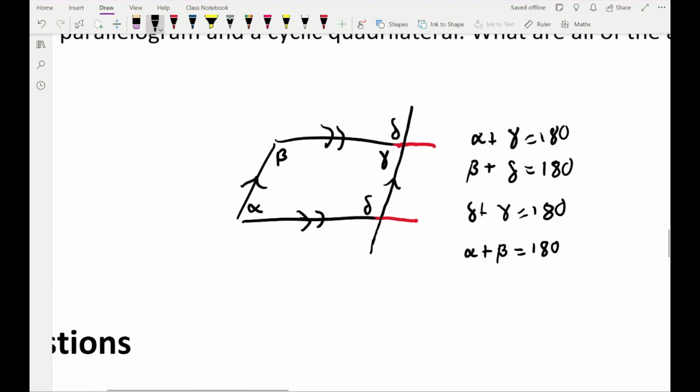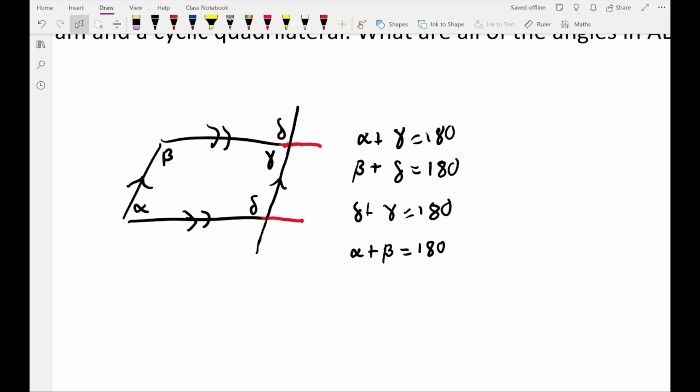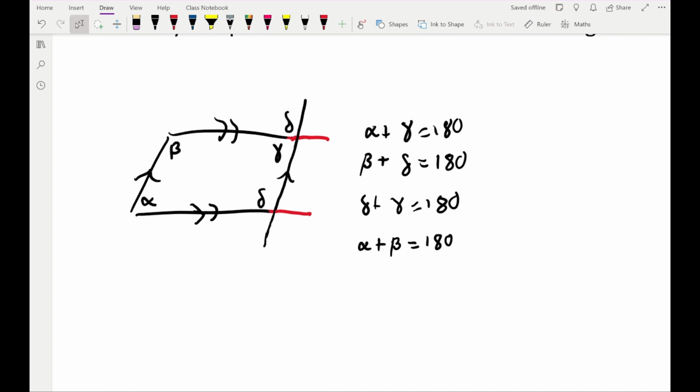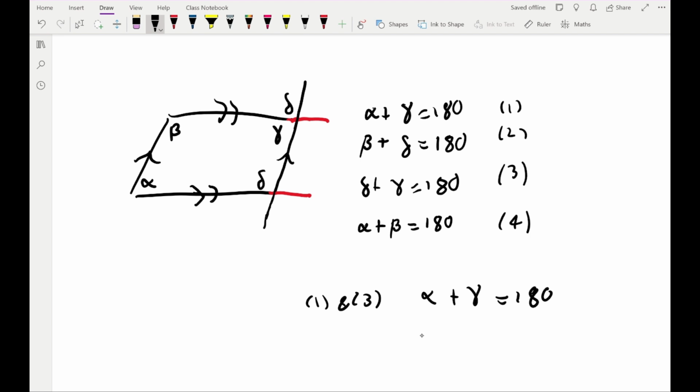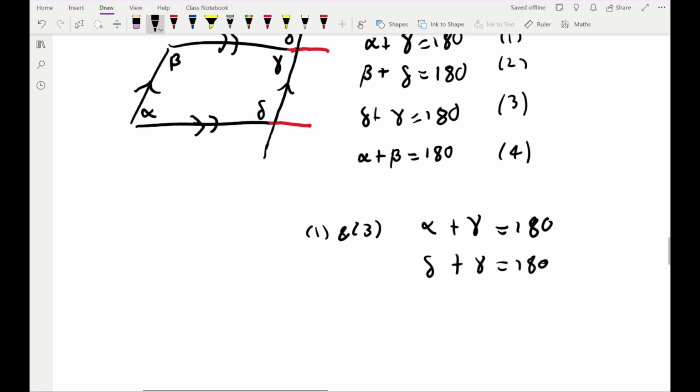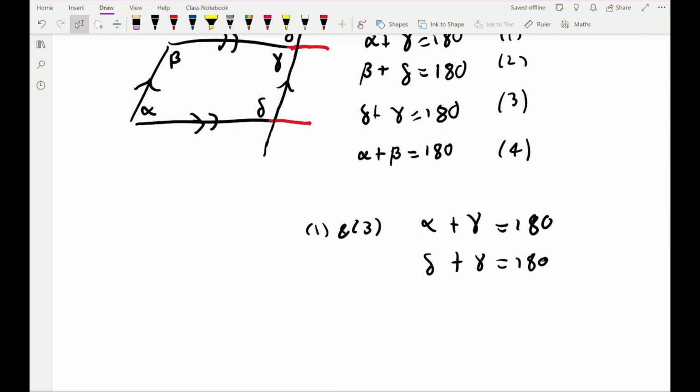So basically, if you have all four of these equations, the only way you can really make that work is everything being 90 degrees. One way you could see that working is if you take two equations here. If we label these equations, I'm going to take 1 and 3. That's going to be alpha plus gamma equals 180, and also delta plus gamma equals 180. And you're going to subtract these equations from each other. So you're going to get alpha take away delta equals 0. Therefore, alpha equals delta.